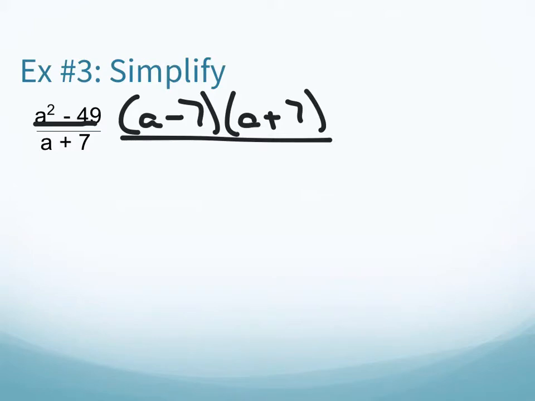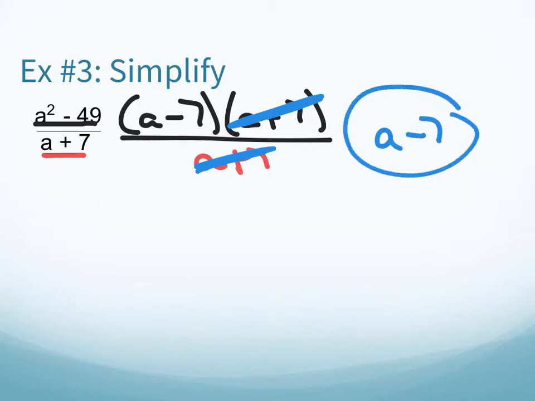Okay, and then we'll see if we can factor the denominator, a plus 7. So two terms, no greatest common factor, and it's not a difference of squares. So we'll just bring that one straight over, a plus 7. Then we'll see if we can cancel. So we have a plus 7 in the numerator and a plus 7 in the denominator. So that just leaves us with a minus 7. Nothing in the denominator, so our answer is just a minus 7.